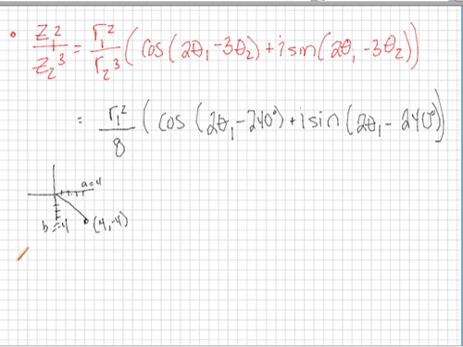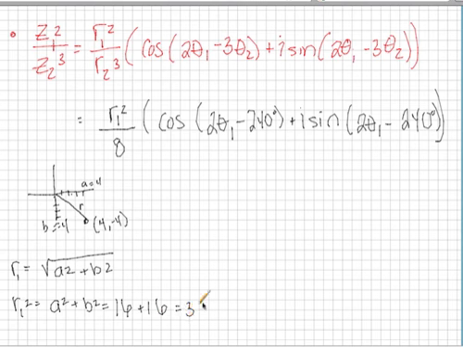So I know that if I wanted to find r in this case, r is equal to the square root of a squared plus b squared. But in this case, I'm actually looking for r1 squared. So r1 squared is even easier to find. It's just a squared plus b squared. In this case, we know our a to be 4 and our b to be negative 4. So 4 squared is 16 and negative 4 squared is 16. We're going to add those together to get 32.